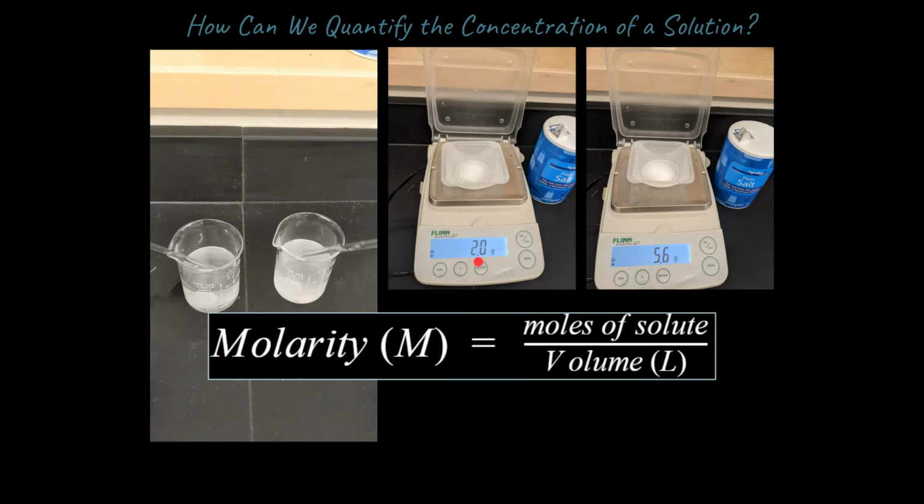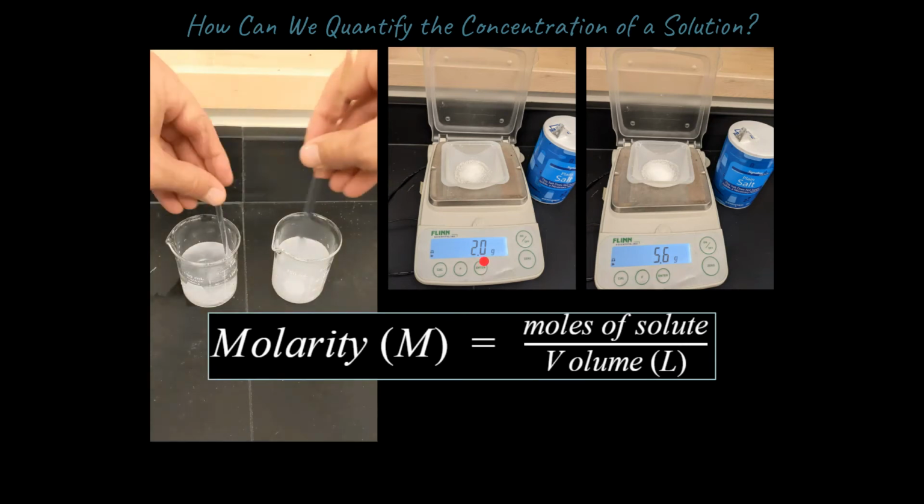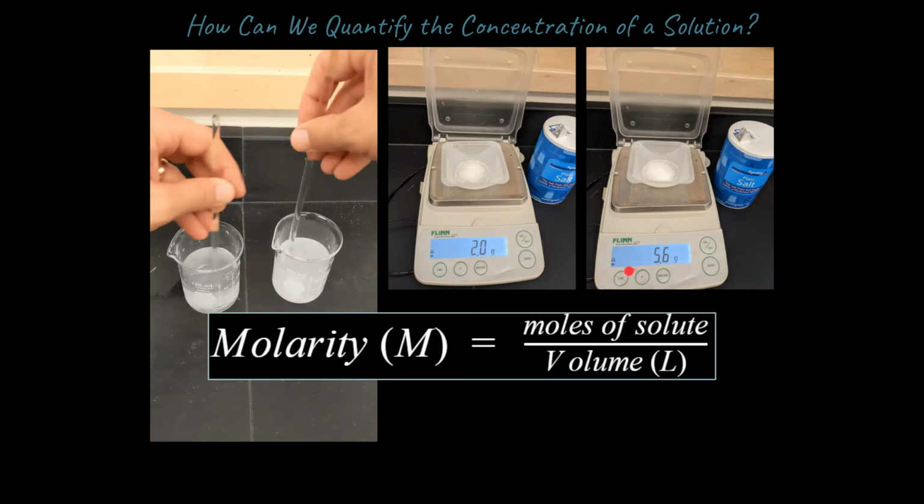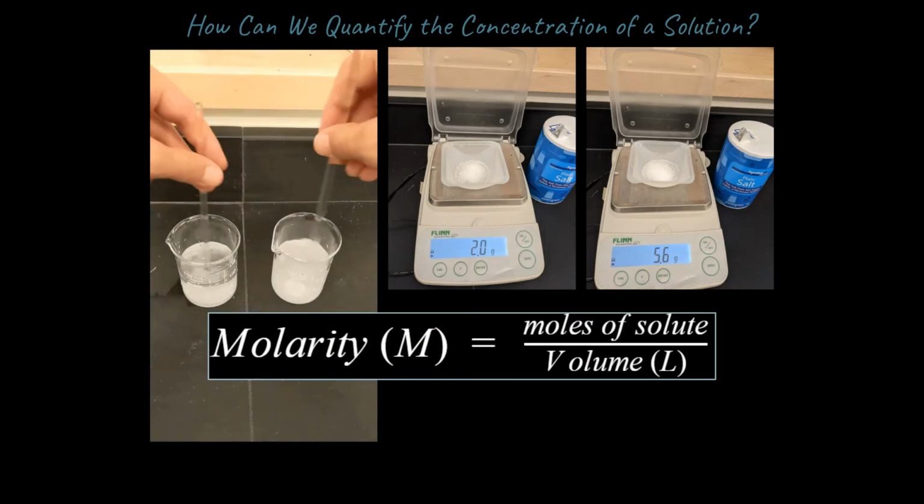That's all fine and good, but actually now we can start doing something a little more intelligent and useful with it. We can start quantifying this. This is 2 grams, this is 5.6 grams, and here is going to be our equation for molarity. Let me talk to you about how we're going to use this.